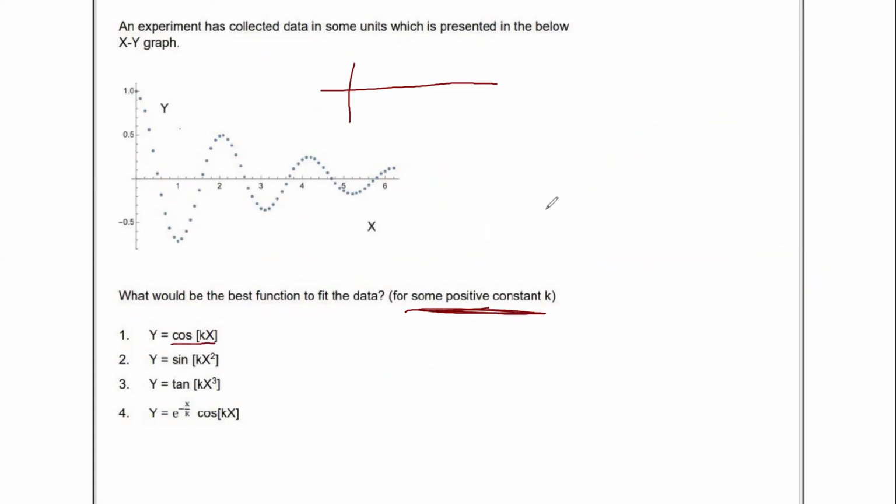Suppose if I take K equal to 1, then I get cos X, and the cos X graph looks something like this. At 0, it is 1, so it would go like this. This is my 2 pi period till here, and this is my negative 1. So the amplitude would remain constant here. But the amplitude in the graph is changing from 1 and it's decreasing, decreasing, and decreasing. So this is out.